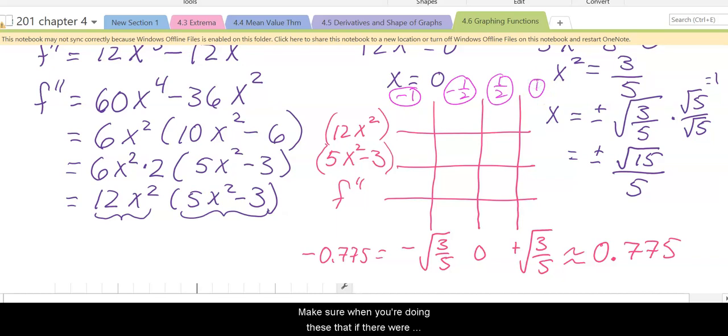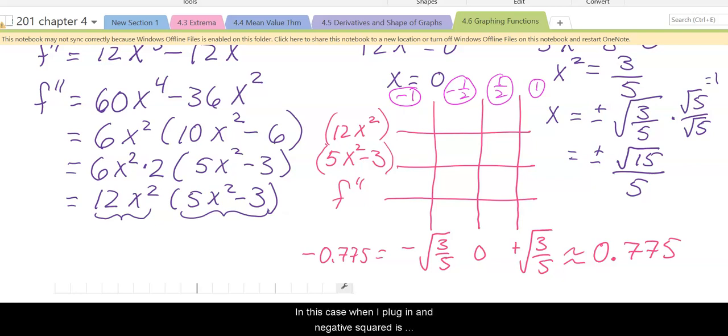Make sure when you're doing these that if there were restrictions on the original function's domain, that you do not accidentally choose one of those values as a test point. You cannot use a test point that is not in the domain of the function. In our case, the domain of the original function was all reals, so we're safe. Now let's plug in and figure out what our signs are.